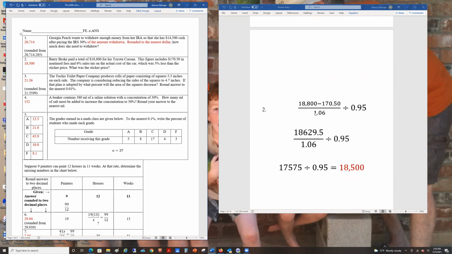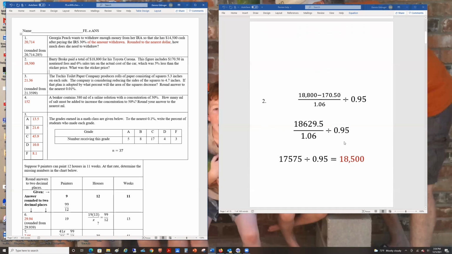Where did the 1 come from again? Well, the actual cost of the car is taxed by 6%, which means 6% of it is added to it, resulting in 106% of the actual cost. And that's why you've got to divide by 1.06. And that answer represents not the sticker price, but the sticker price less 5%. Well, if 5% of the sticker price goes away, that means this is the other 95%.